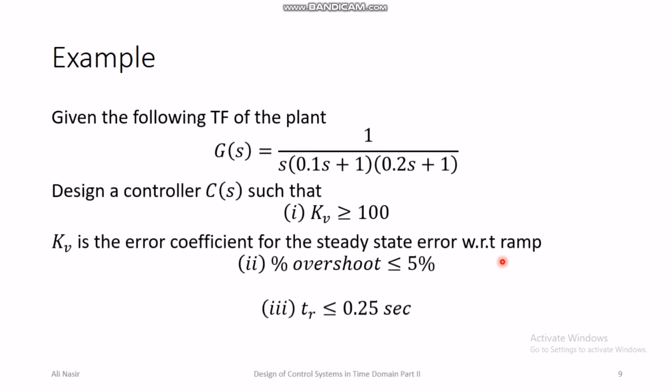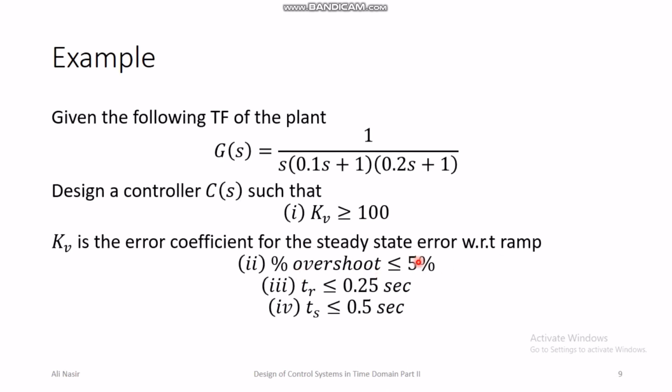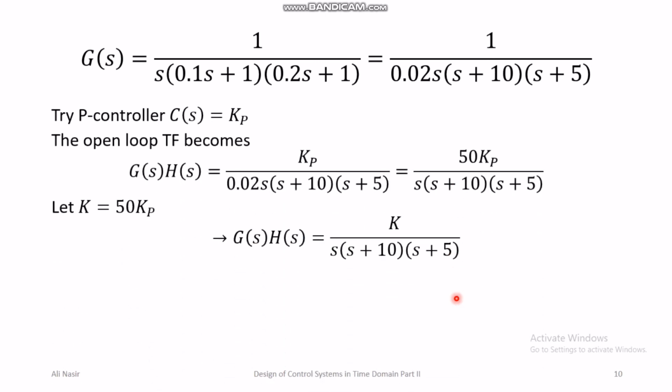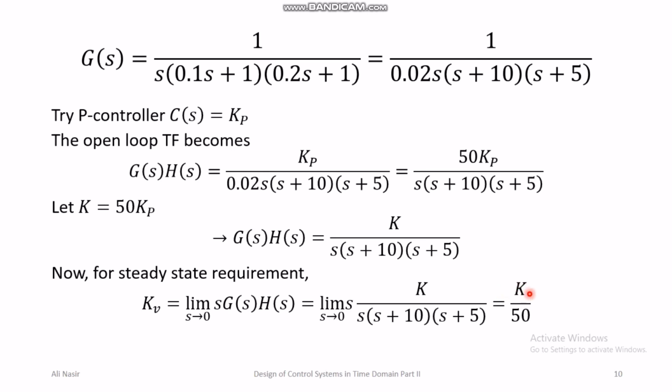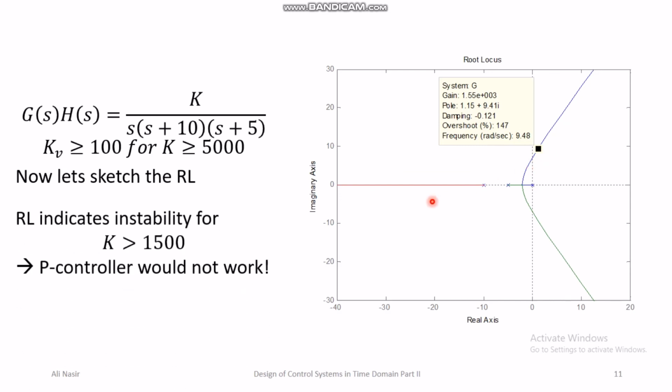Then we started to look at an example of a third order system where we have some desirable specifications, and we try to meet those specifications with different controllers. We looked at the P controller first, as we always do, and at the steady state requirements, which could be met using a gain greater than 5000. But the root locus showed that for a gain greater than 1500, the poles already cross the j omega axis and move onto the right half plane, so there is no possibility of using a gain of 5000 or greater.